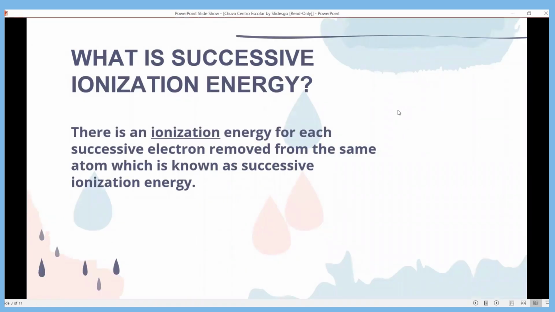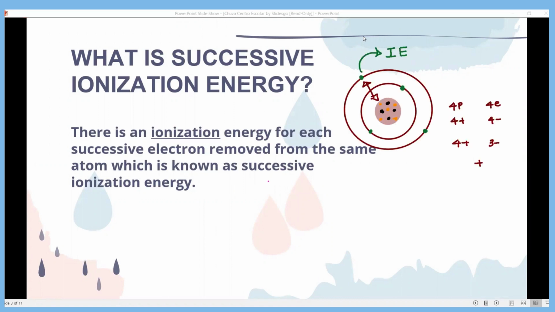What is successive ionization energy? As we were saying earlier, removing one of the outermost electrons requires the ionization energy. And in increasing order of energy, we can keep on removing the upcoming electrons. If we remove this electron first and this electron next, the amount of ionization energy required will not be the same. Ionization energy will not be the same when we are removing different electrons from an atom.